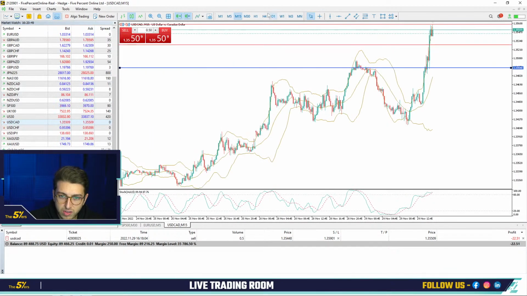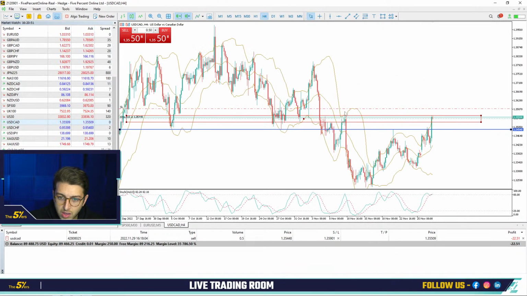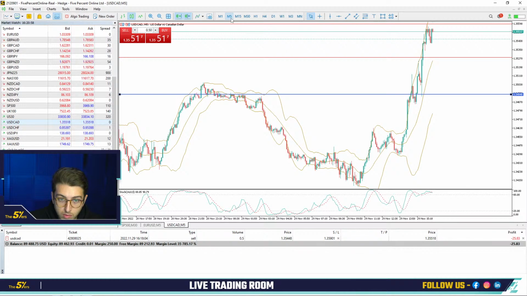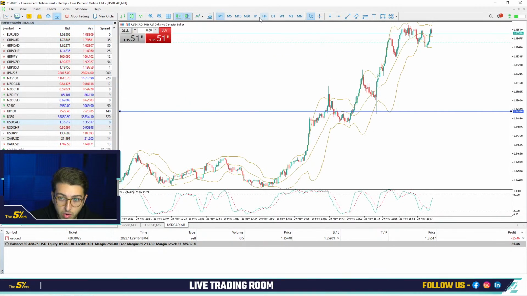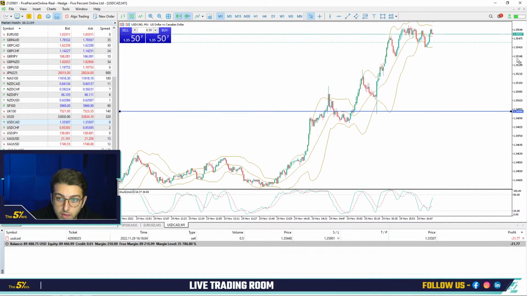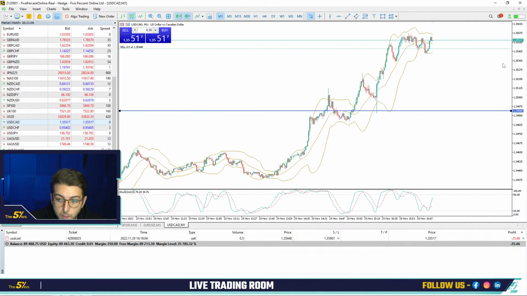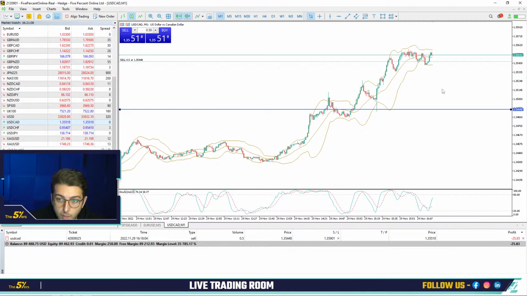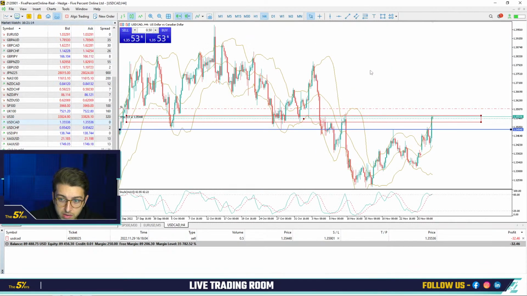Again, my stop loss is very tight, because after we break this high here, it will be too late. So we'll see how it's going to react. Okay, so this is for dollar CAD. I think I'm on one position. It's not bad at all.